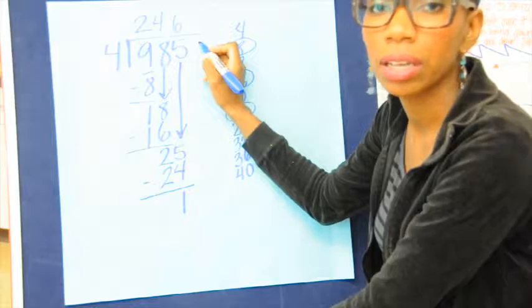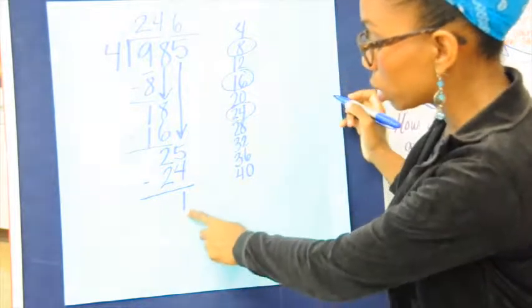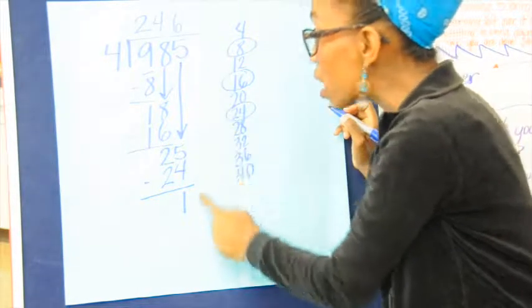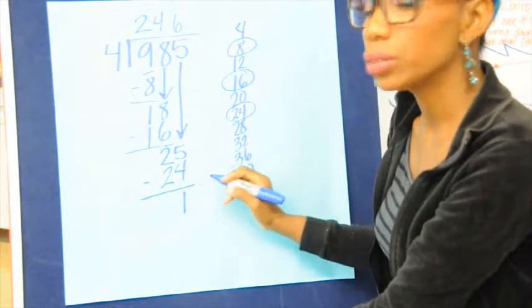I'm being super dramatic. But I just got into a problem. Look, I have 1 left over. It's not dividing evenly, and I have nothing to bring down. So what do I do?